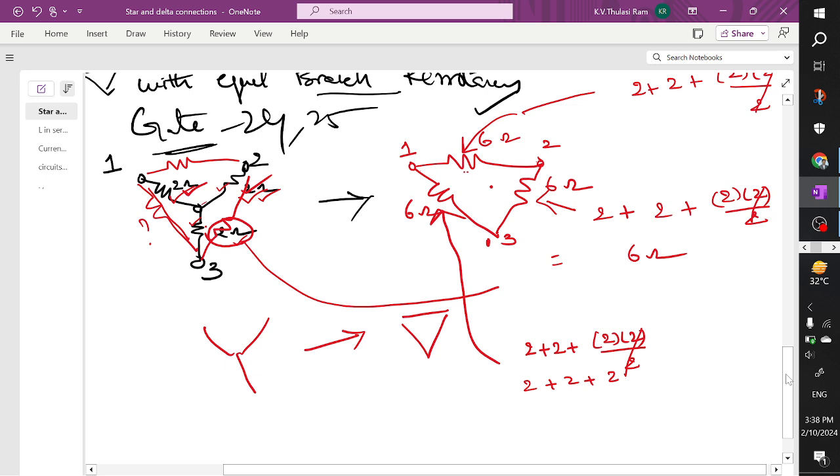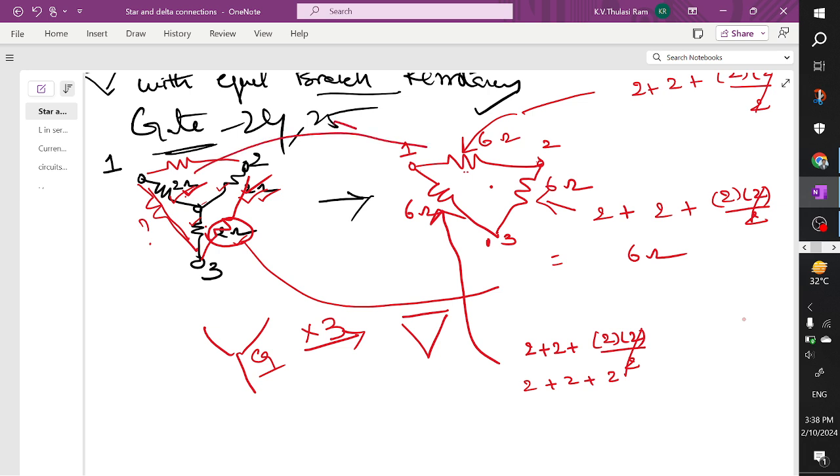What is the observation? If the star values are of equal resistance, each value will be scaled by how many times? 3 times. You see here, this is 2 into 3, this is 6 ohm. This is also 2 into 3, how much? 6 ohm. Each value will be scaled 3 times, which is nothing but 6 ohms.